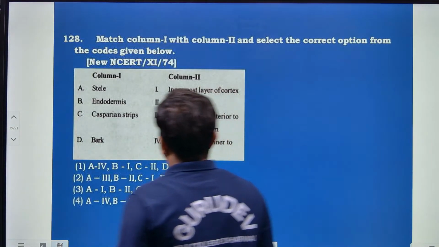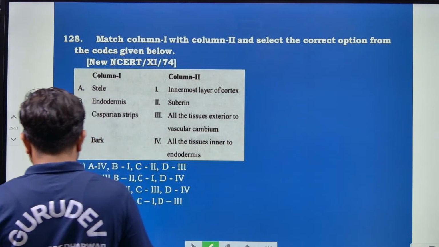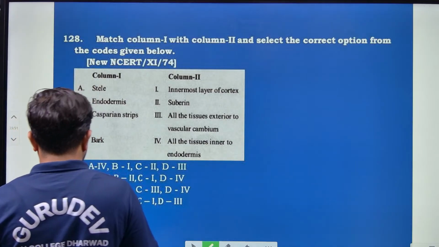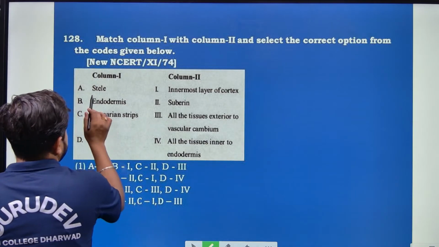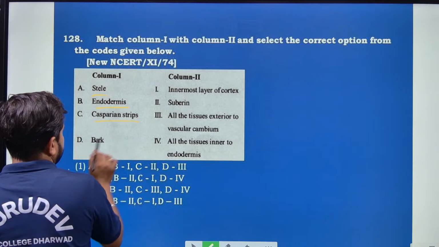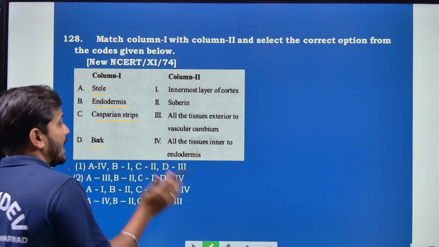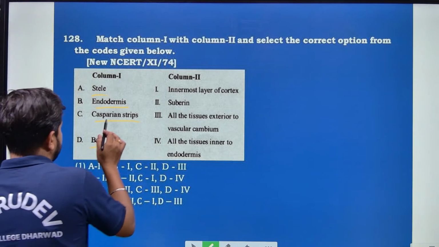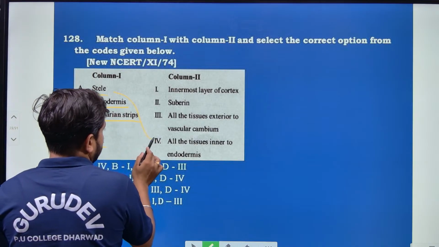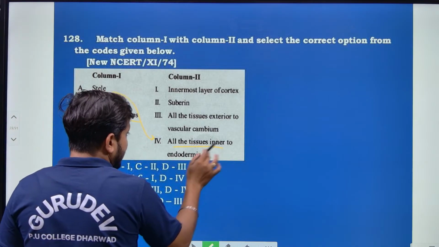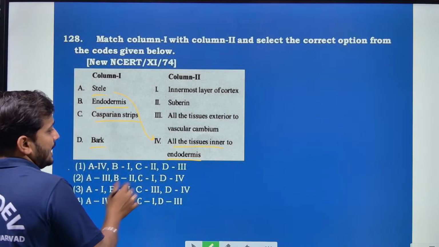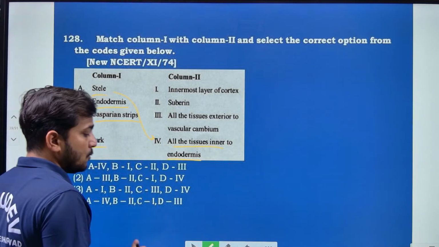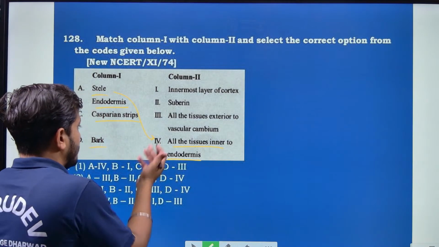Next, match column 1 with column 2. Here, stele, endodermis, Casparian strips and bark are related to anatomy only. Stele is all the tissues inner to the endodermis. Stele, endodermis, inner: what are we going to find?